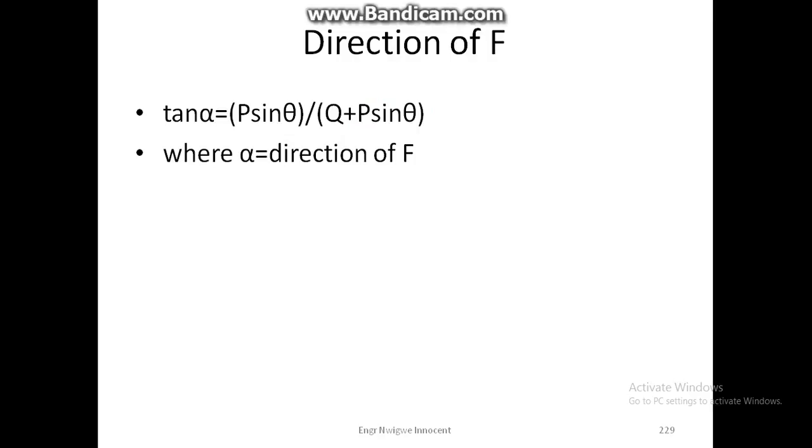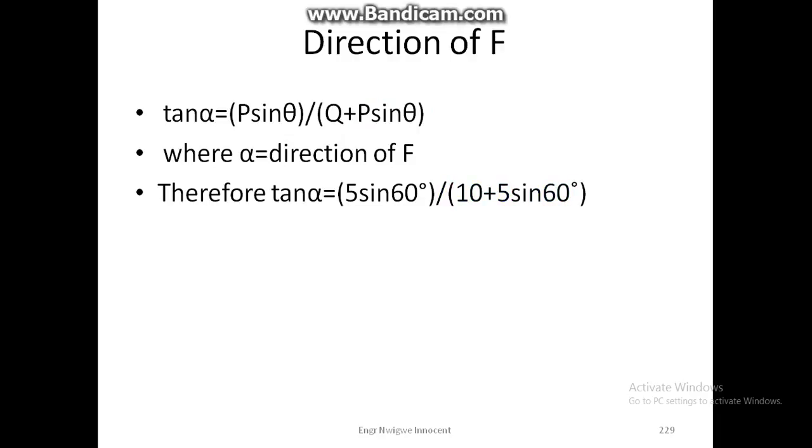Direction of F: tan alpha is equal to, in brackets, P sin theta all over, in brackets, Q plus P cos theta, where alpha is the direction of force F. Therefore, tan alpha is equal to 5 sin 60, by substituting the values, all over 10 plus 5 cos 60. Alpha is equal to tan inverse of 0.30217. Alpha is now equal to 16.8 degrees.